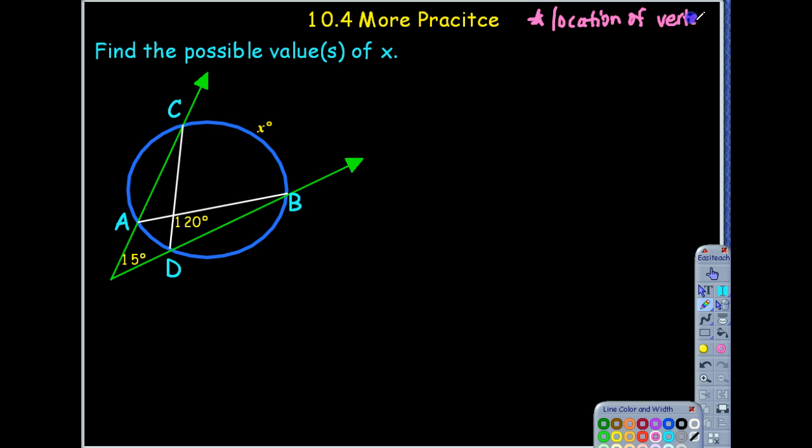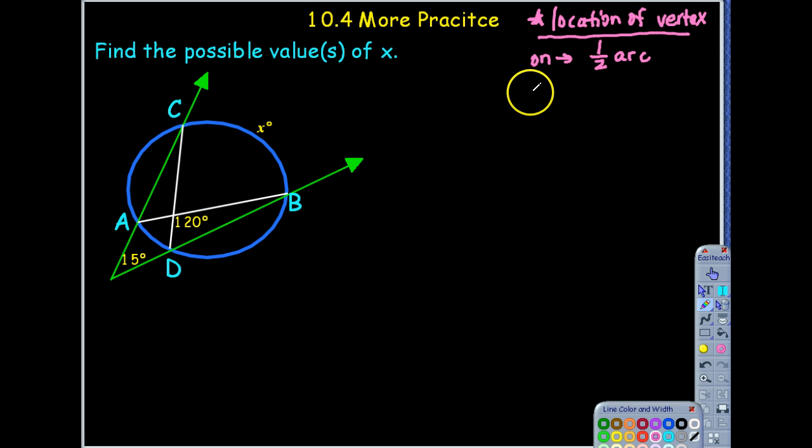So let's do a quick recap. When the vertex is on the circle, if you have an inscribed angle, it's going to be half of the measure of its intercepted arc. And it doesn't have to be an inscribed angle. It could be an angle formed by a tangent and a secant. So as long as it's on the circle, it's half of the arc.